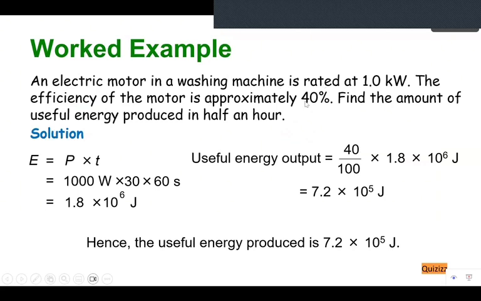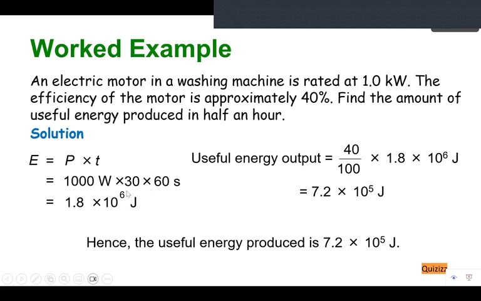The efficiency of the motor is approximately 40%. What is the amount of useful energy output produced in half an hour? So I know I'm trying to find energy. So I have my first formula, energy is power times time. So I have 1,000 watts. 1 kilowatt is 1,000 watts times half an hour, means 30 minutes times 60 seconds.